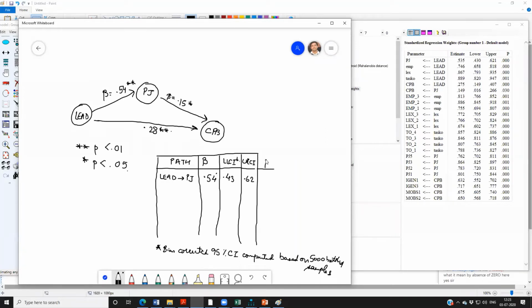You can also have a column here, and then the next path that you have is AJ to CPB. What is the coefficient? AJ to CPB, it is 0.15. The lower limit is 0.02, and upper limit is 0.27. P value is 0.03. So we will call this.